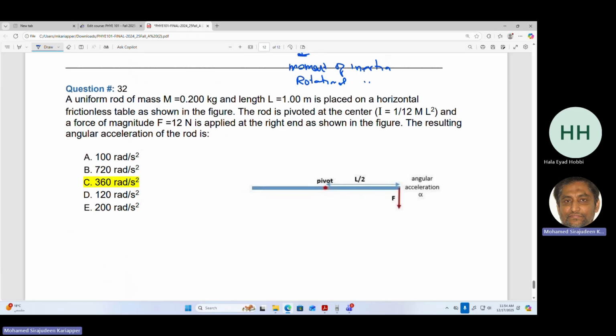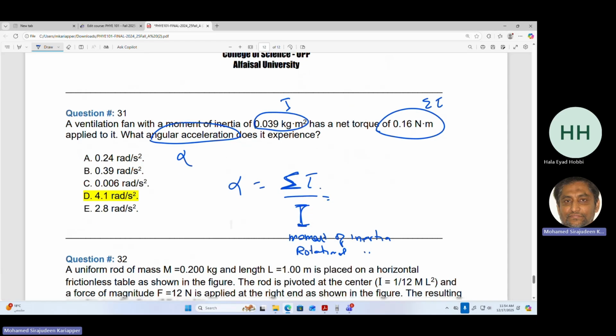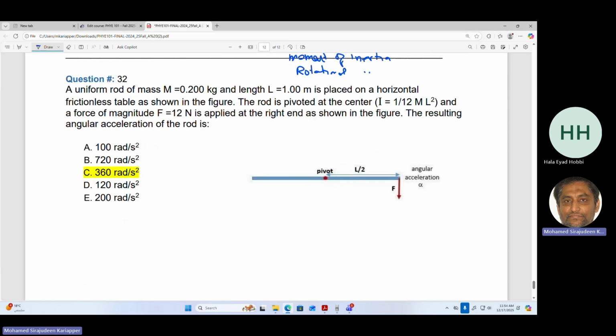Question number 32. A uniform rod of mass 0.2 kilogram and length 1 meter is placed on a horizontal frictionless table as shown in the figure. The rod is pivoted at the center and the force is 12 Newton. What is the angular acceleration? It is just the same question, but here without numbers, here with numbers. All you have to do is substitute. So angular acceleration is the net torque divided by inertia.